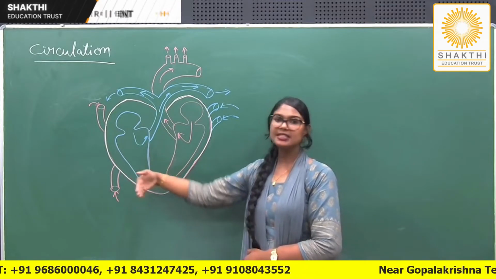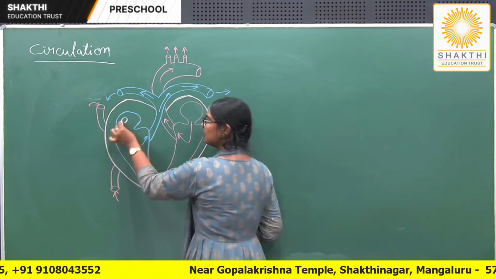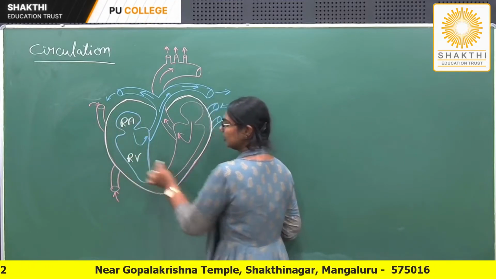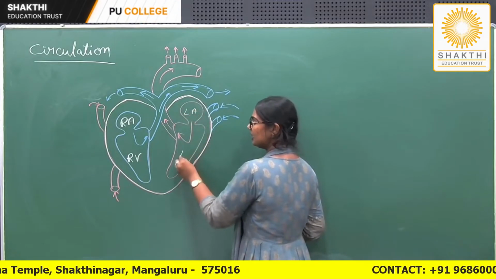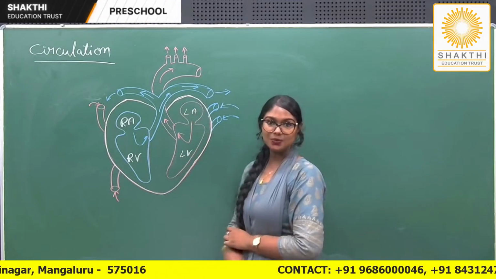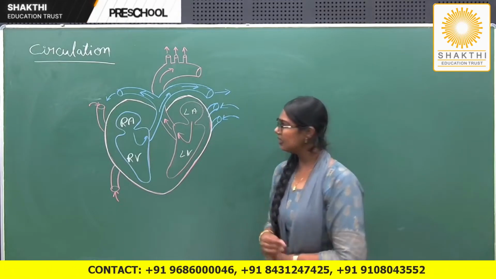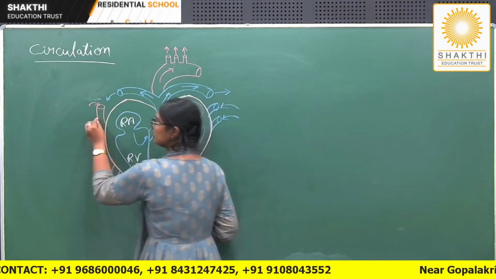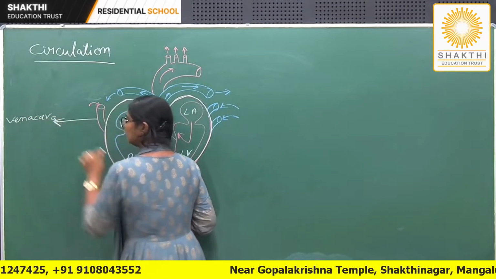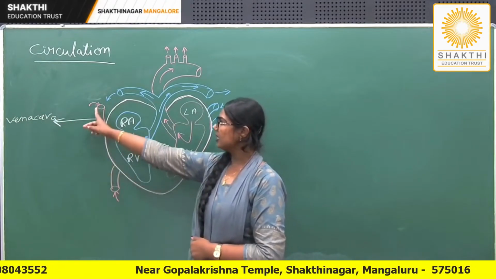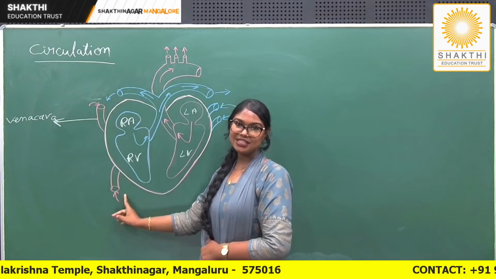Present on the right side of the heart, that is marked in blue, we have the right atrium and the right ventricle. On the left side of the heart, we have the left atrium and the left ventricle. Once we know this, what are the blood vessels that are entering the heart? The first vessel that enters the heart is called as the vena cava. There are 2 vena cava, students, the upper one and the lower one. That is the superior vena cava and the inferior vena cava.